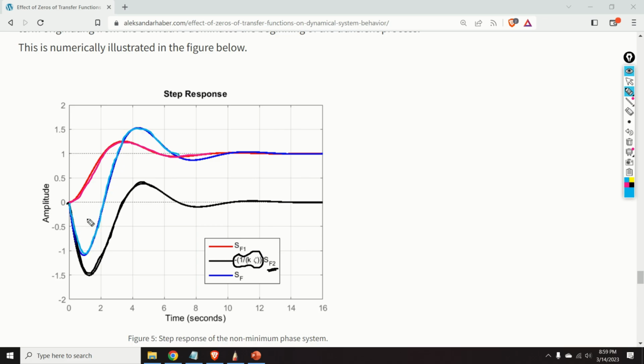We can obviously see that initially our system goes in the opposite direction, and this can be devastating. This can completely destroy your system. This can kill someone, can create damage, etc. Also, you need to design a control system that will minimize this effect, and this is quite challenging.